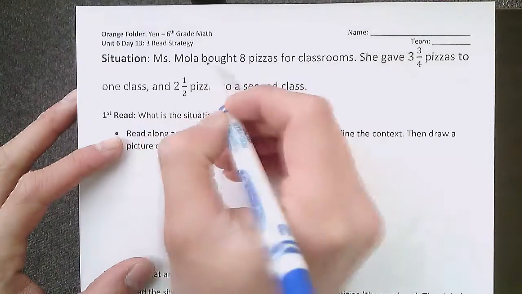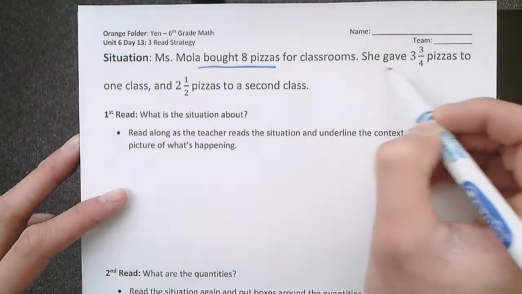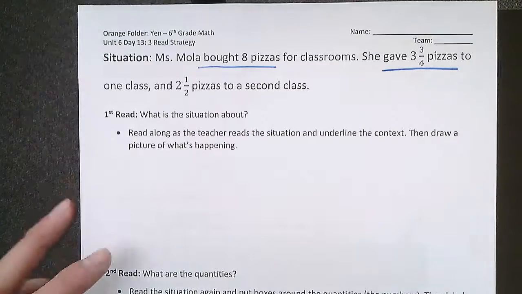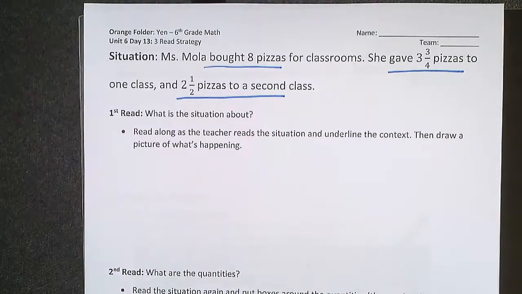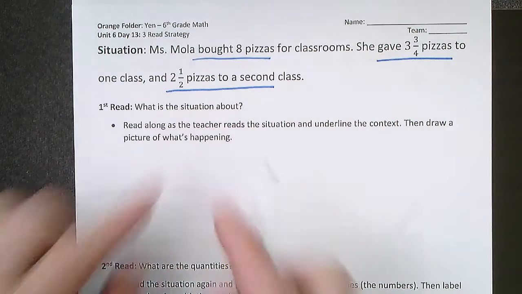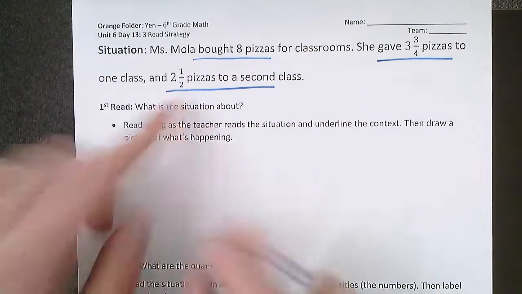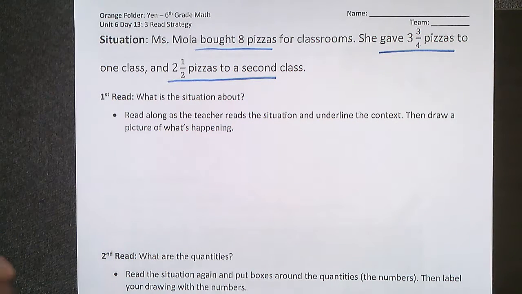Okay, so I know Miss Mola bought 8 pizzas and she gave 3 3/4 pizzas to one class and 2 1/2 pizzas to a second class. And now I want you to draw a picture of what's happening. However you want, however you're visualizing this situation in your mind, draw it out right here. So go ahead and pause the video, and then you can continue the video once you're done with your drawing. Go ahead and pause and draw now.